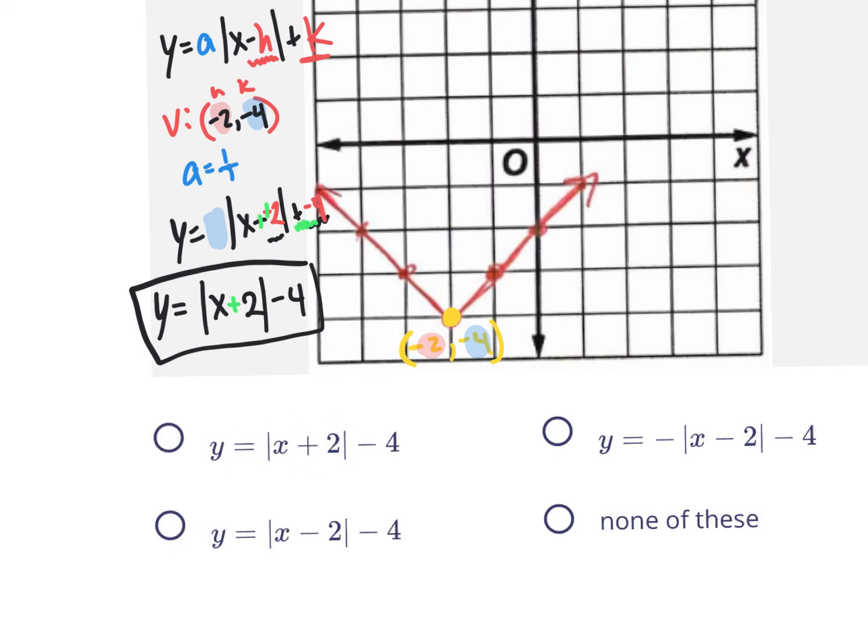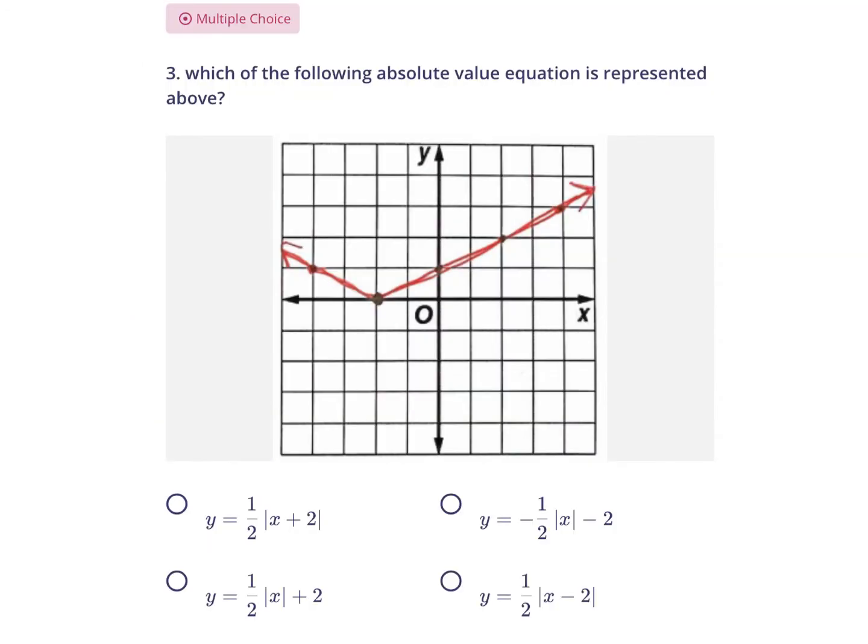Moving on to number 3. Which of the following absolute values is represented above? Once again, let's identify our vertex. Our vertex is -2, 0. And what is our a value? Our a value is technically from here to here, we go up 1 over 2. Or if you go in the other direction, up 1 over 2 in this direction. It doesn't really matter. The a is kind of like slope. It's going up 1 over 2. So we know our vertex, we know our a value. If we know our vertex, technically we know our h value and we know our k value.